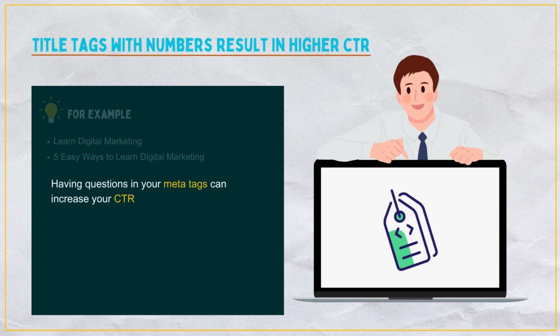Similarly, including questions in meta tags can increase click-through rates. For instance, rather than a generic tag like "Learn the importance of first page rankings," framing it as a question like "How to rank number 1 on Google" generates more engagement and resonates with users seeking answers.